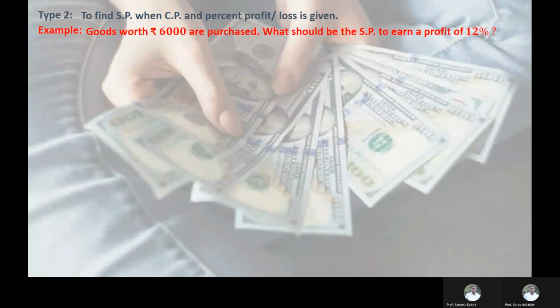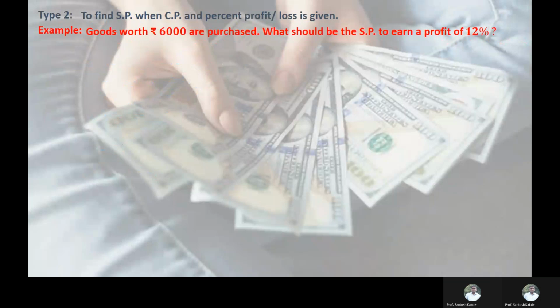Now, what quantities are given? We have to purchase the goods of 6,000 rupees, and we have to find the selling price to earn a profit of 12%. Whenever we are going to solve such types of examples, we have to remember first which quantities are given and which quantities we have to find. And depending on that, we apply some basic formulas and get the answer.